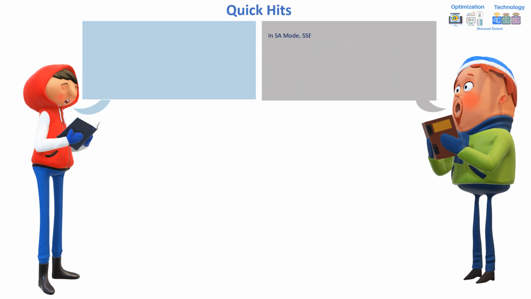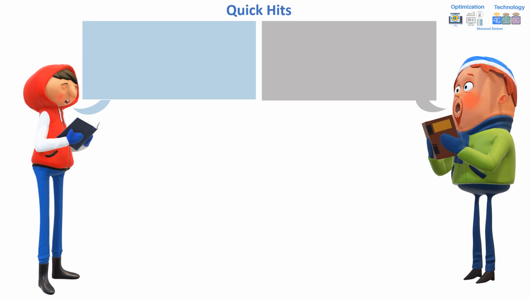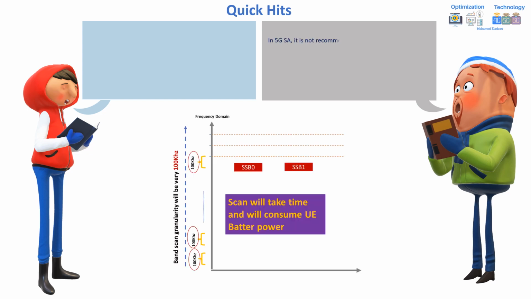In SA mode, SSB follows GSCN rasters. Raster means that there are some unique locations, and SSB follows some particular location every time, which means the UE should scan these locations using a certain granularity which differs from one band to another: 1.2, 1.44 and 17.4 MHz. In 5G SA, it is not recommended for the UE to scan the band with the same granularity used in 5G NSA, as this will increase the initial access time and power consumption.